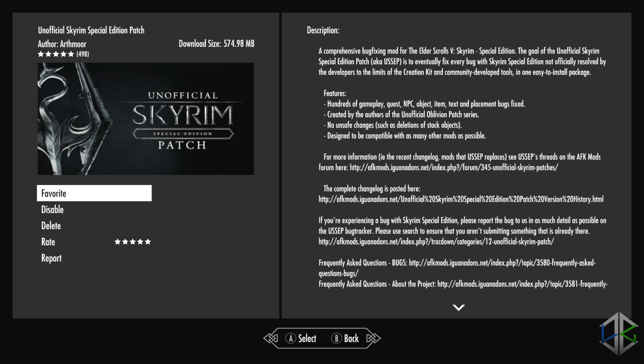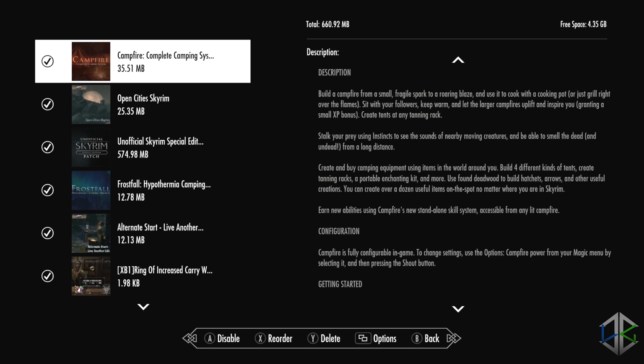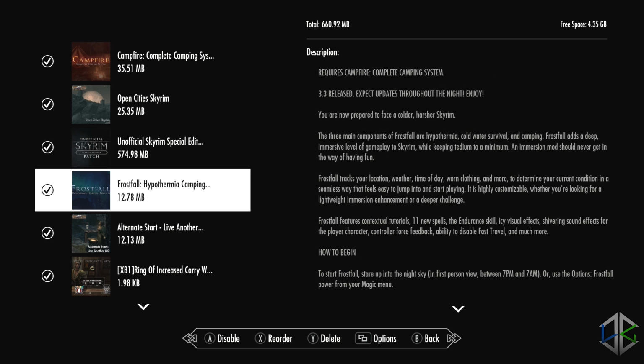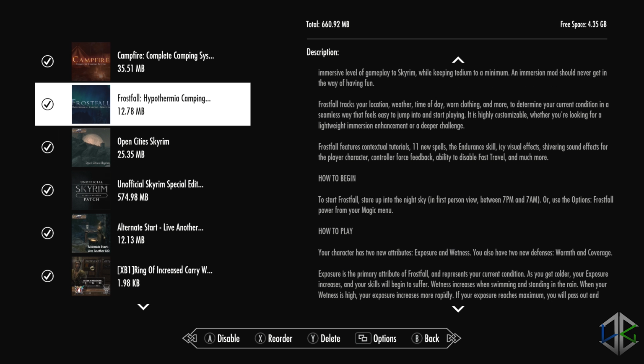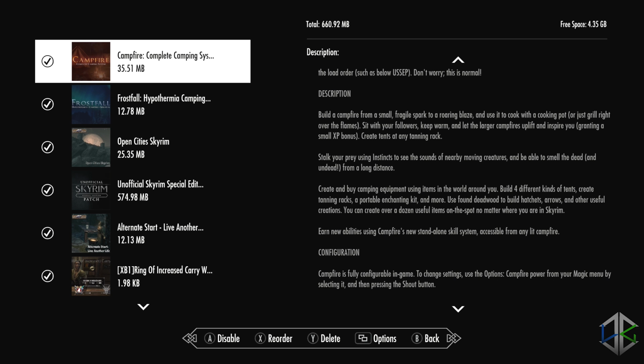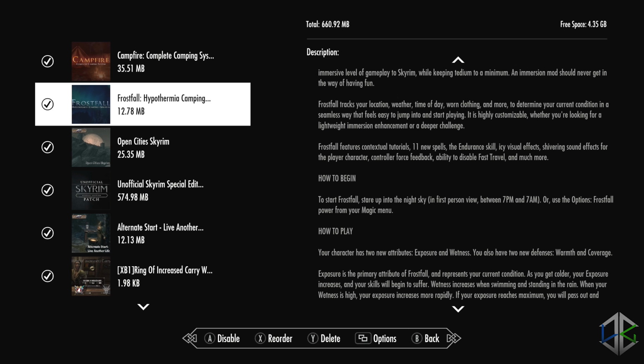So the unofficial Skyrim patch will go at the top of everyone's load order, and it specifies this in the mod description anyway. Also, look out for mods that are add-ons. The Campfire Hypothermia Camping Survival mod is an add-on to the Campfire Complete Camping System mod, meaning the Campfire mod has to be loaded in order for the Frostfall mod to work. So the Campfire mod will have to go above the Frostfall mod. If it's the other way around, then the Frostfall mod won't load.